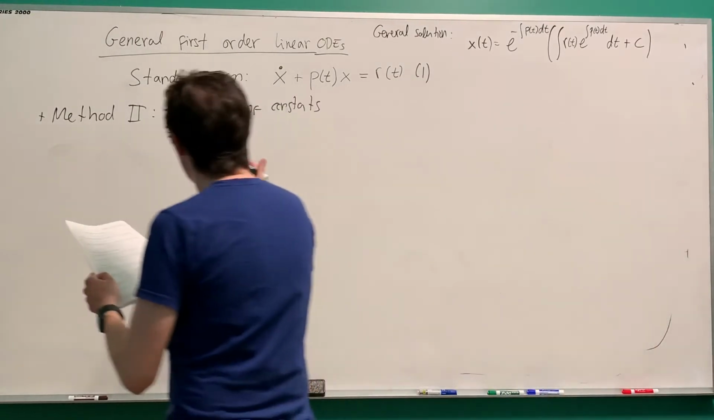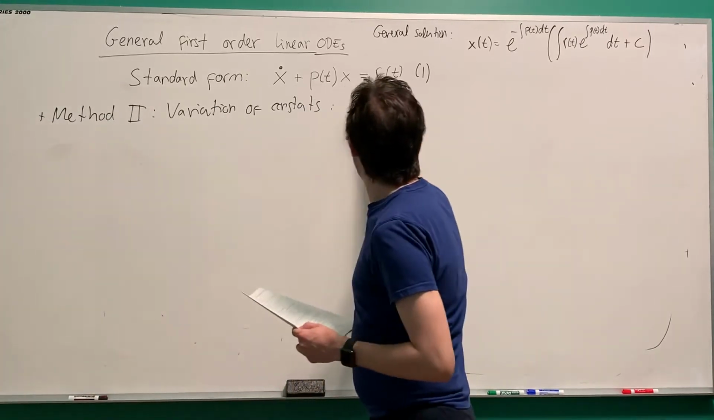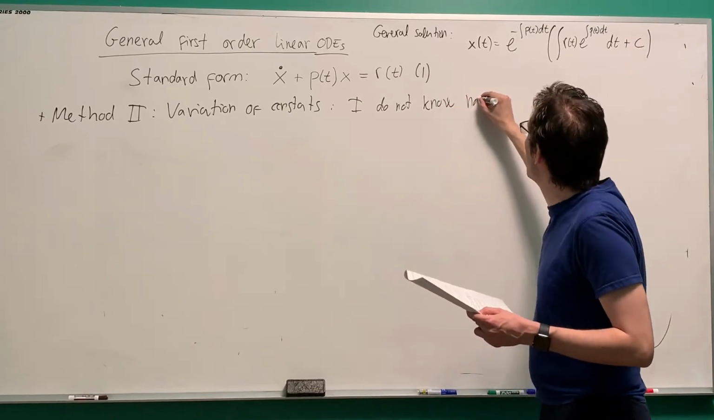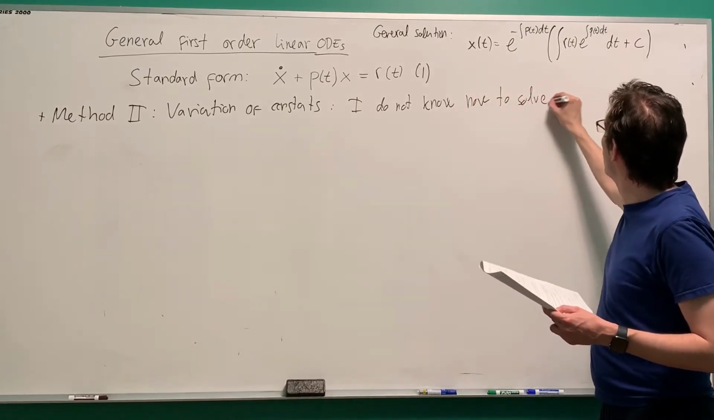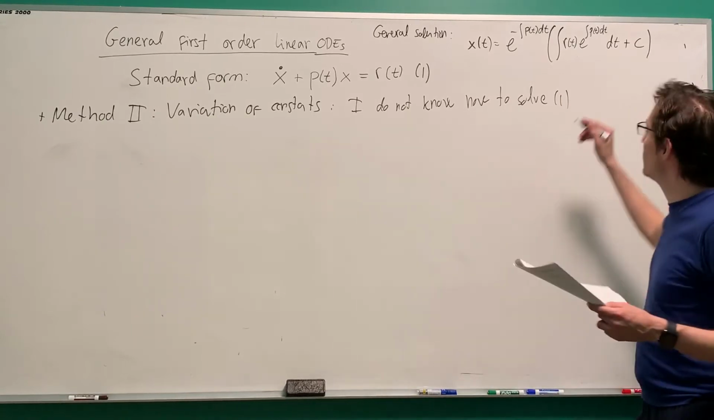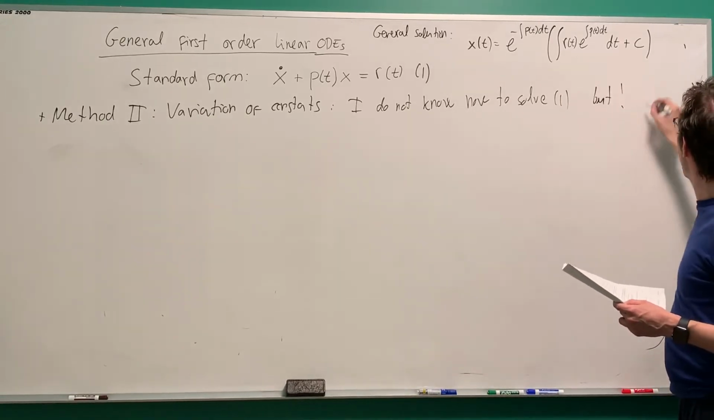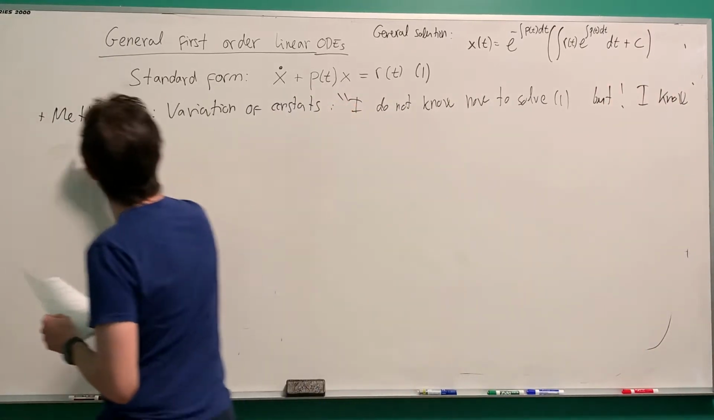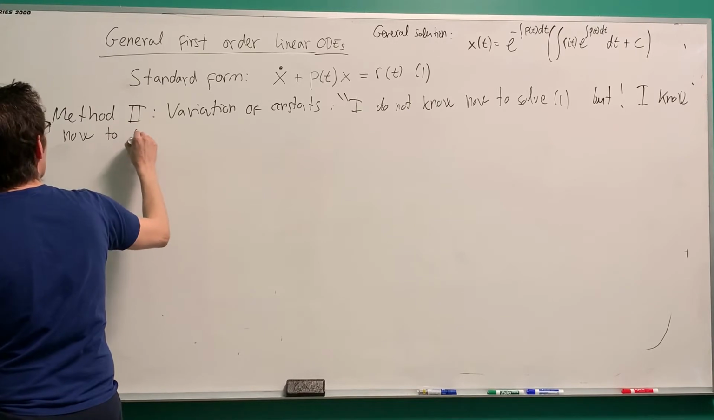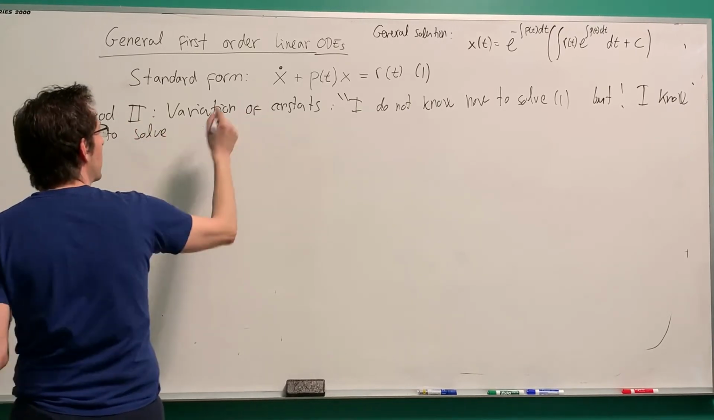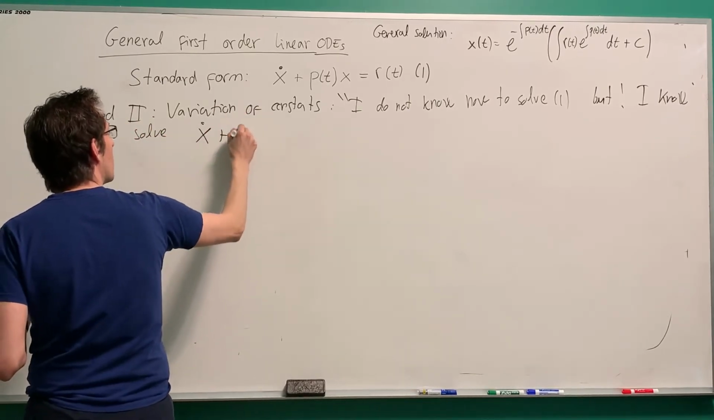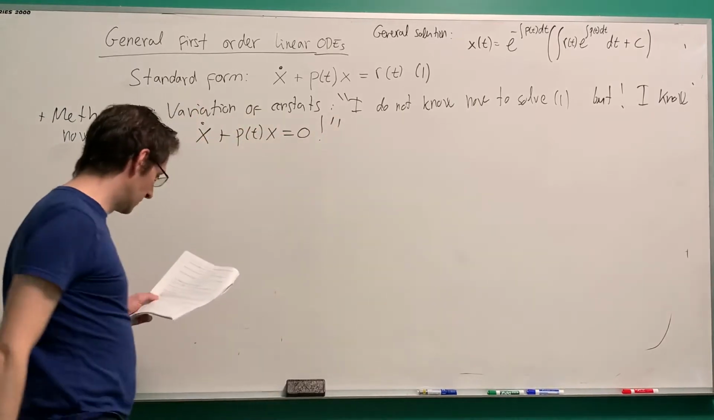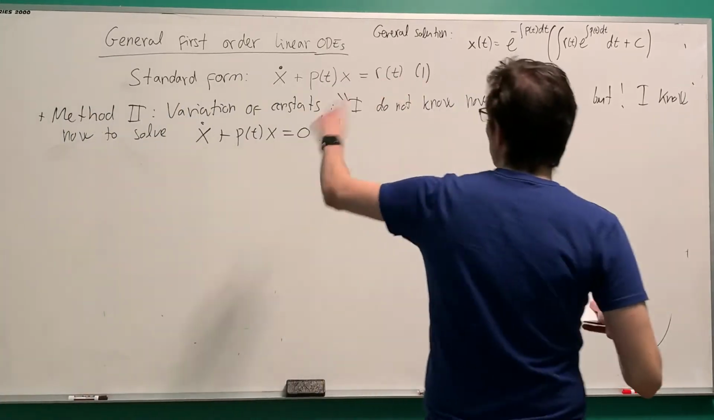First is the fact that, well, I do not know how to solve 1, but I know how to solve something easier, which is x dot plus p of t x equals 0, right? If it's the homogeneous version.